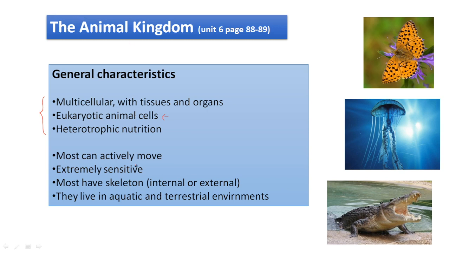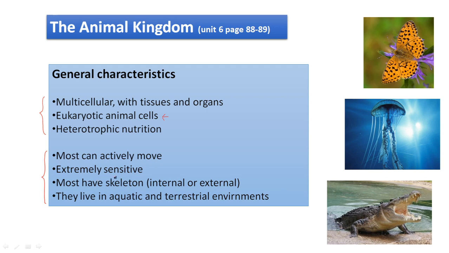However, in your book you can find 4 more characteristics that are less important because you can find some exceptions. For example, most animals can actively move. They can move around freely, like the crocodile, for example, or a bird. Birds can fly, for example, so they can move actively. But some animals don't move.